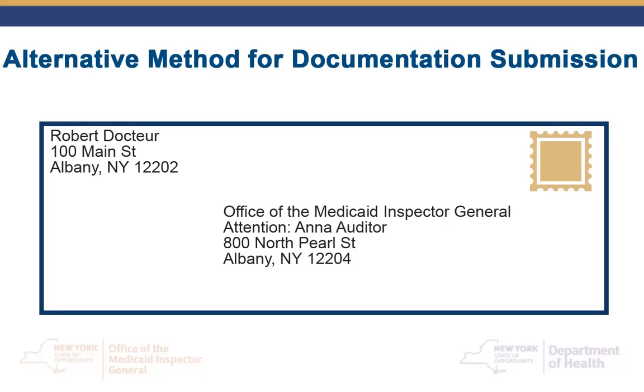While Hightail is the preferred method to submit information, if you're unable to use this method, it is acceptable to mail documents via the U.S. Postal Service directly to the assigned auditor. Load your documents on a CD or other secure device and send them to Office of the Medicaid Inspector General, Attention, the auditor's name, 800 North Pearl Street, Albany, New York, 12204.